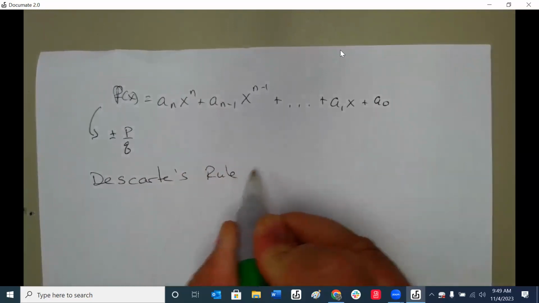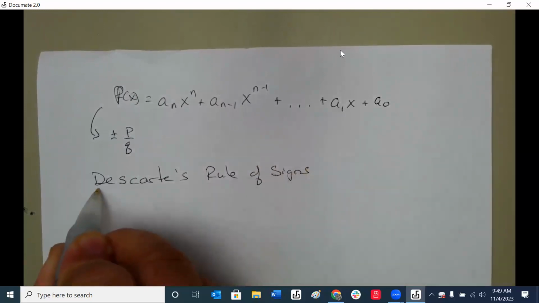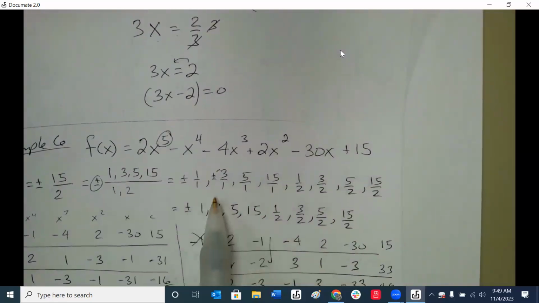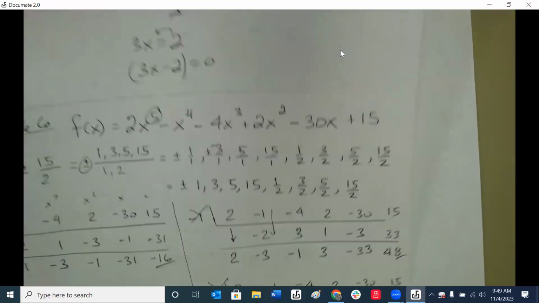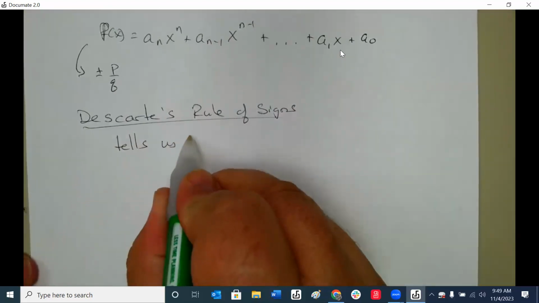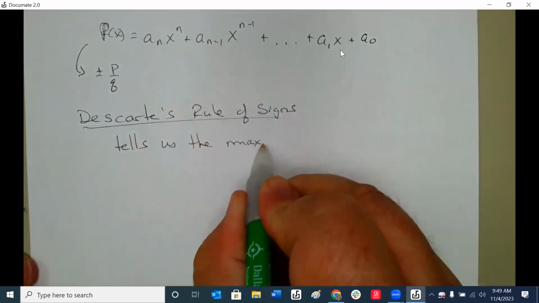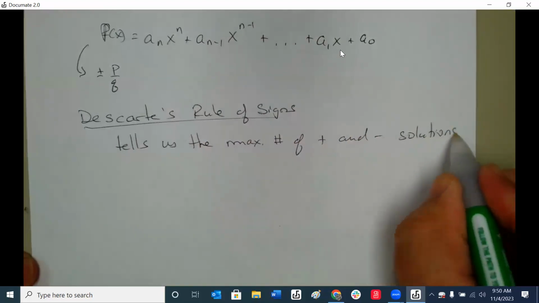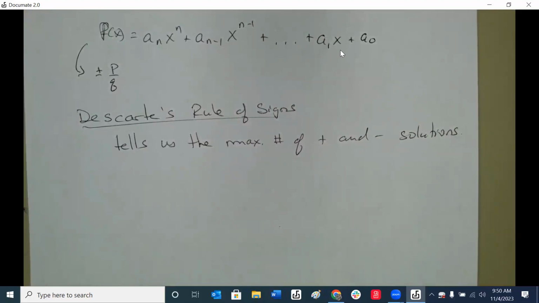Descartes' rule of signs. Because in a question like this one, we have 8 positives and 8 negatives, and not all of them are going to work. So what Descartes' rule of signs does is tell us the maximum number of positive and negative solutions. Because if it tells us that we only have one negative and we find that negative, we don't have to try any more negatives. We're done. So this could narrow it down even further.